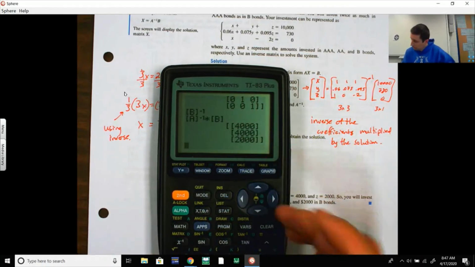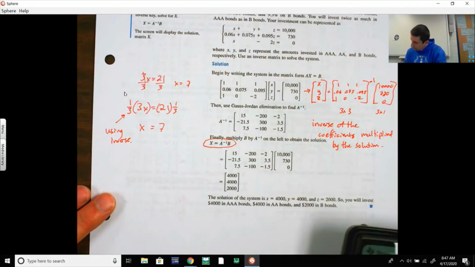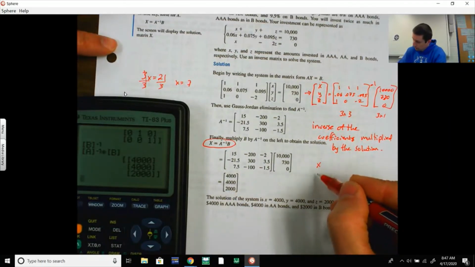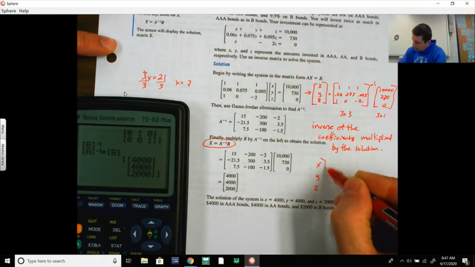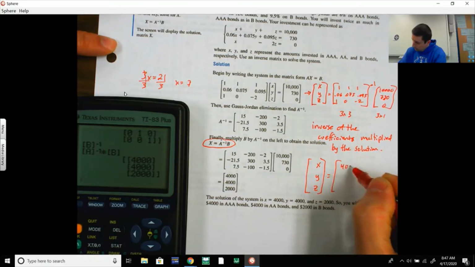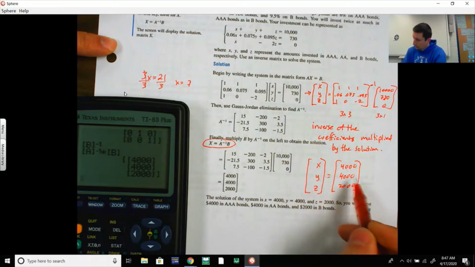You have 4,000, 4,000, 2,000. Okay, and you see that's what they got here. So you'd write your answer as x, y, and z equals 4,000, 4,000, 2,000. That means x is 4,000, y is 4,000, and z is 2,000.